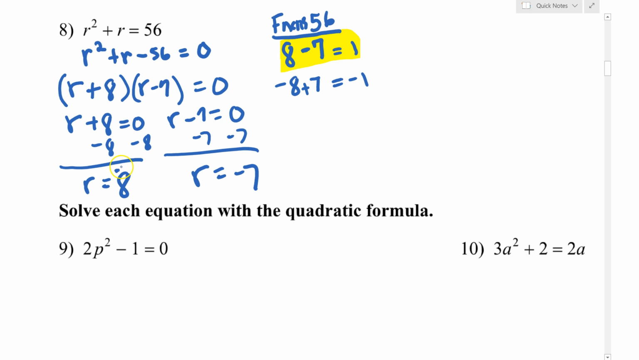So our first answer is negative 8. And we're actually adding 7 to both sides. So r is equal to 7.